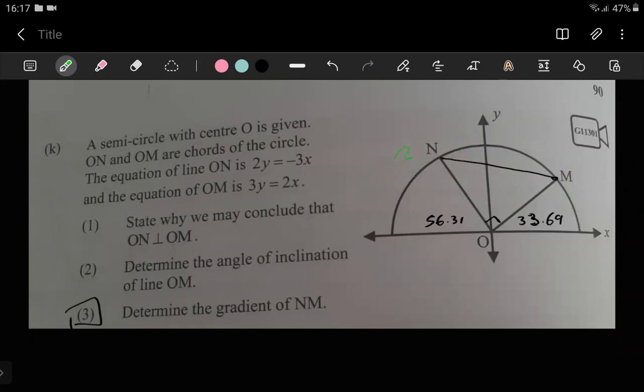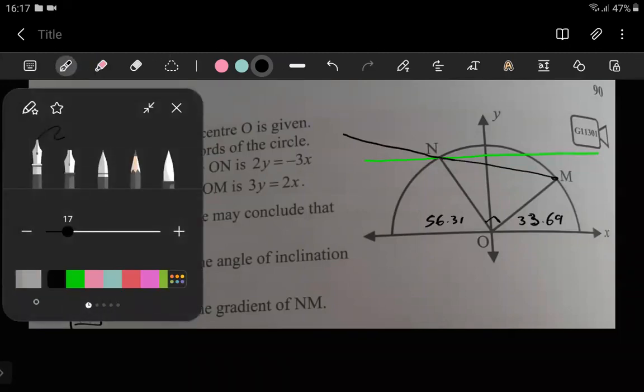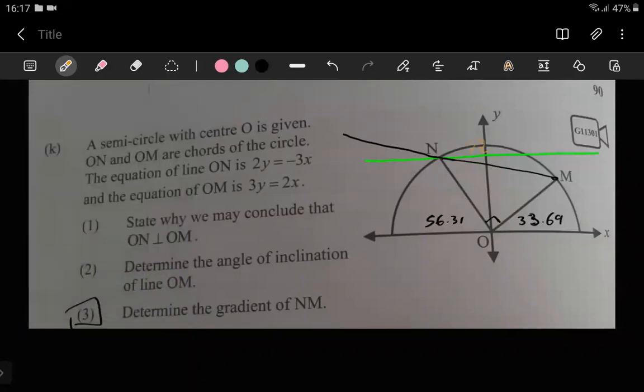Remember, if we had a straight line here that was parallel to the x-axis, and we're looking at NM and extend NM like this, then one way or the other, if we had this angle of inclination here, we would have a way to get our gradient. So from all the information that we have, we're just going to try and not play too many games.